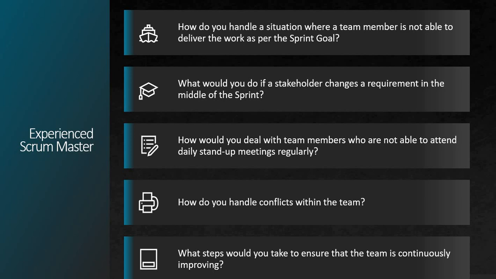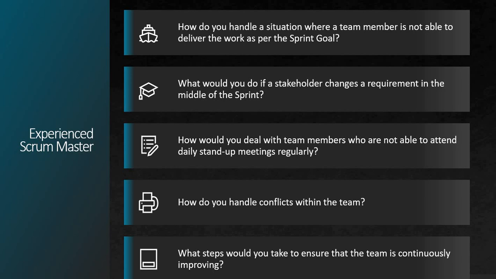How would you deal with team members who are not able to attend the daily stand-up meetings regularly? I would first discuss the importance of daily stand-up meetings with the team members and understand the reason for their absence. If the absence is due to another meeting or an unavoidable situation, I would work with the team to reschedule the meeting to a more convenient time. However, if the absence is due to a lack of commitment or engagement, I would escalate the issue to the product owner and the team, and address it as part of the sprint retrospective.